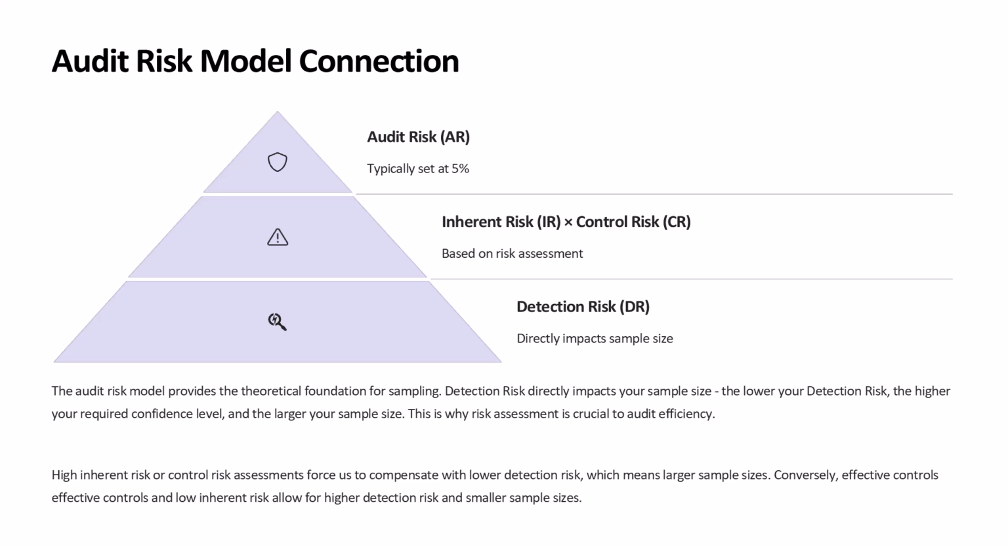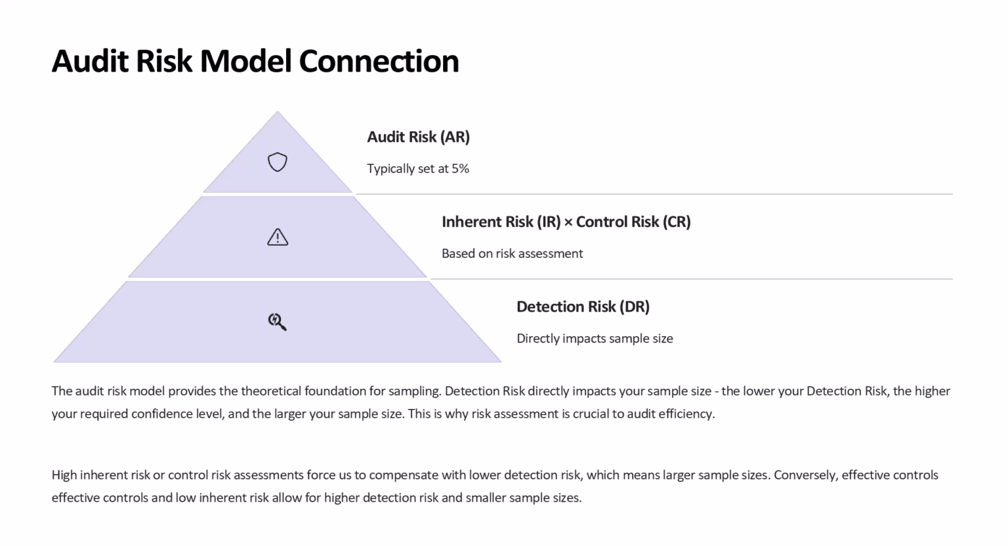This is why risk assessment is so crucial to audit efficiency. Lower risk assessments allow for smaller sample sizes while maintaining the same overall audit risk. The audit risk model provides the theoretical foundation for sampling. We typically set audit risk at 5%, meaning we're willing to accept a 5% risk of issuing an unmodified opinion when the financial statements contain a material misstatement.